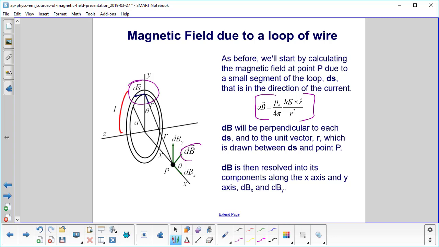dB, which is the magnetic field at point P due to that piece of the loop there, ds, is perpendicular to each ds and to the unit vector r hat, which is drawn between ds and point P. So here's r hat pointing along this line from ds to point P. We'll then resolve dB into its components along the x-axis and the y-axis, and we'll call them dBx and dBy.